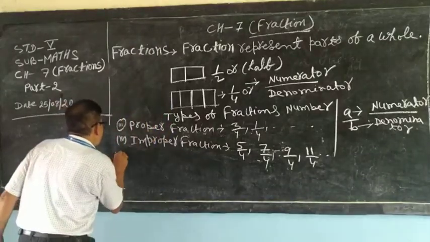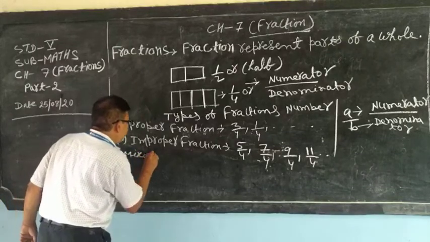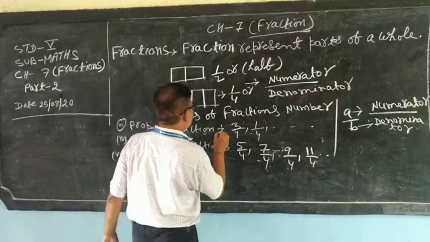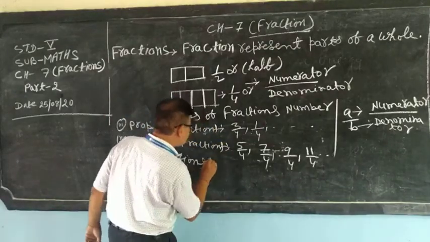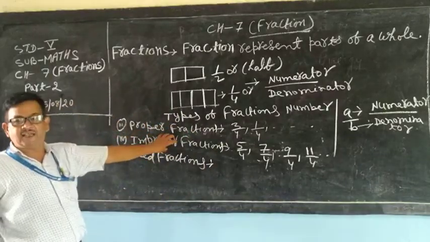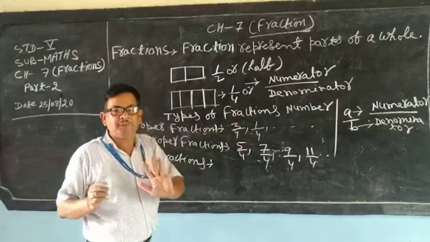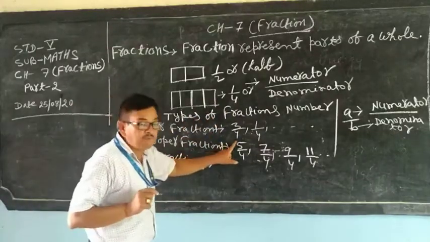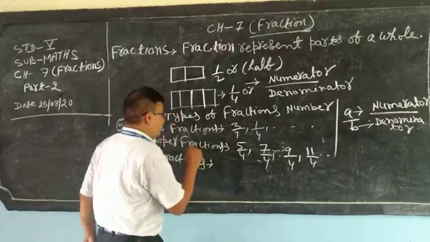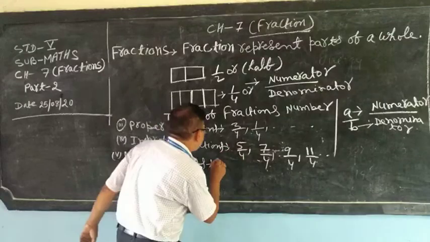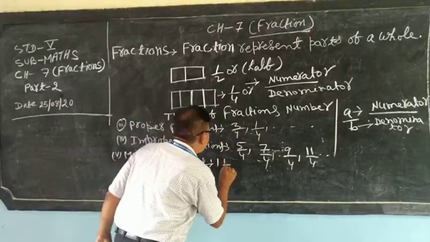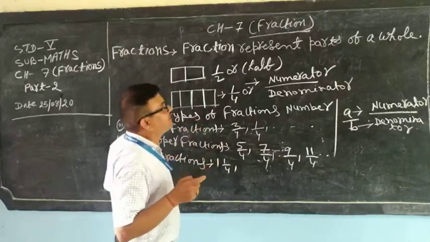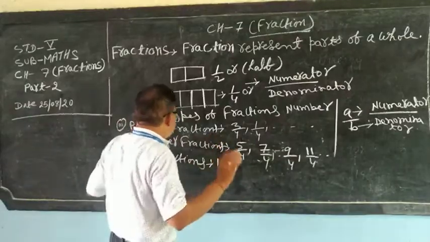Now, mixed fraction. What is this mixed fraction? This improper fraction you can change so that a whole number is there and a proper fraction also. See this one, 5 by 4 is there. When we divide 5 by 4, 1 is the quotient, so 1, and 1 by 4. So 1 is the whole number and 1 by 4 is the proper fraction. So it is called mixed fraction.